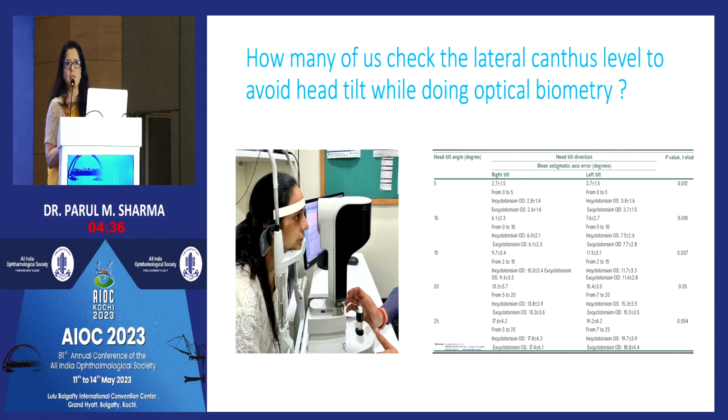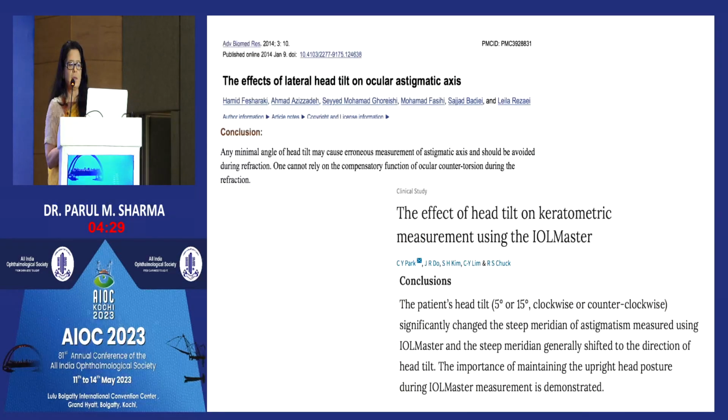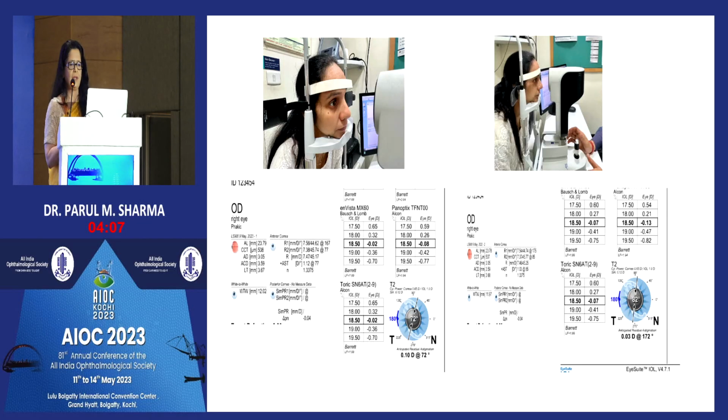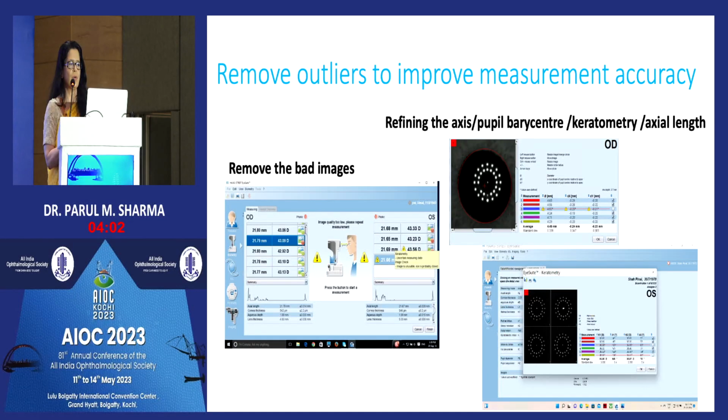Now, how many of us look at the head tilt when we are doing measurements on our optical biometry? This is a very important thing because there are many studies which have documented that if there is a slight tilt, your axis mark could be off in your biometry by almost 10 to 20 degrees. So here is a biometry where, to demonstrate, the first picture is where the patient has a tilt, and you can see that the toric marking is at 72, and the other one where we have put the head straight comes at 82 degrees. So please make sure that there is no head tilt.